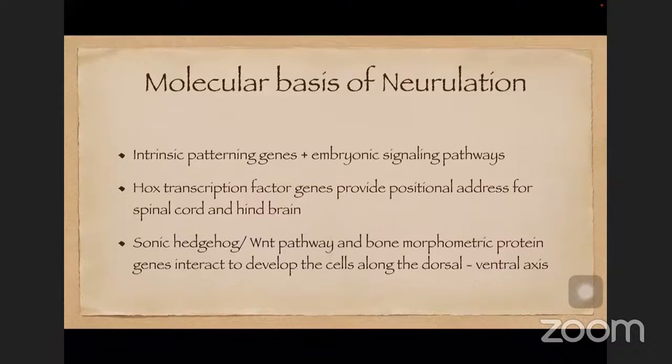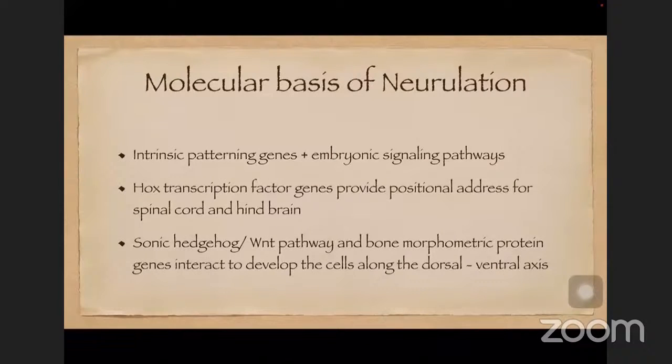You have the embryo, which is aligned in a flat shape, anterior posterior. You have the notochord which forms, and the notochord is then the primary basis from where the neurulation process starts off, the neural plate. The genes responsible are the Hox transcription factor genes, which provide the positional aspect for the spinal cord and the hindbrain. That is very important. You need to know in relation to your body where it actually stands.